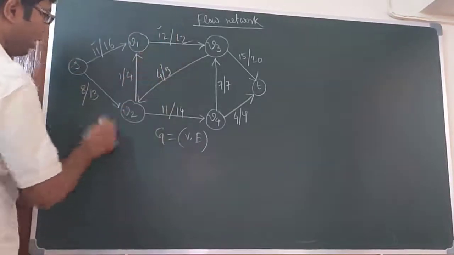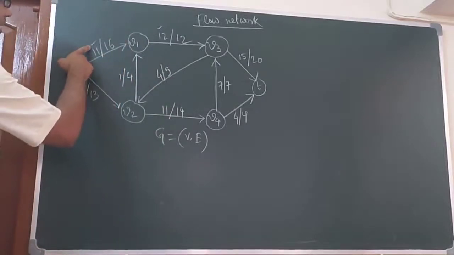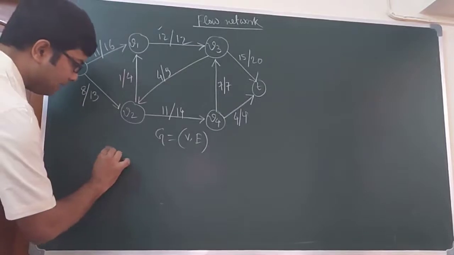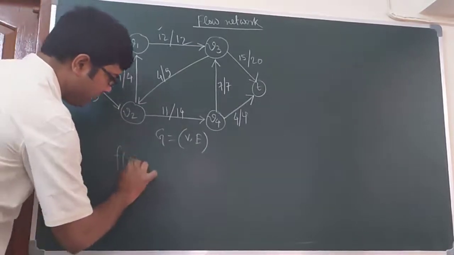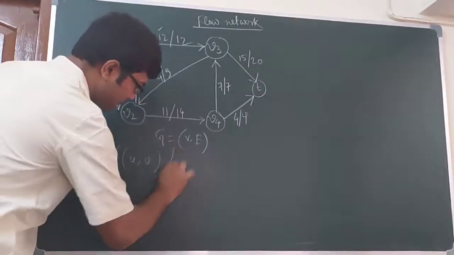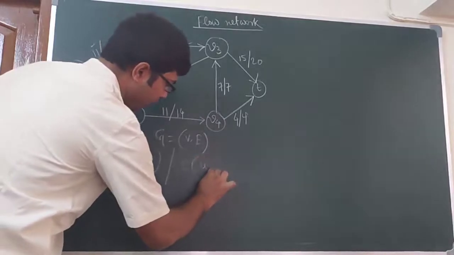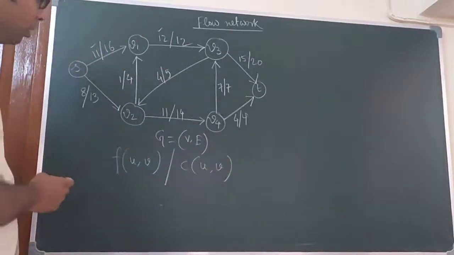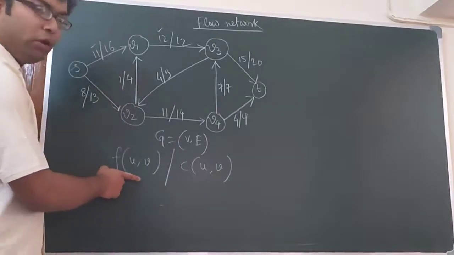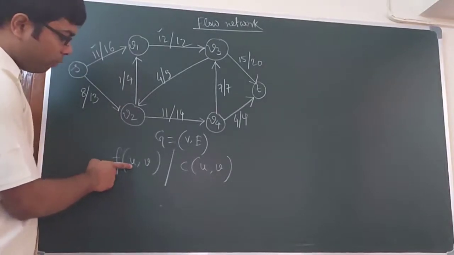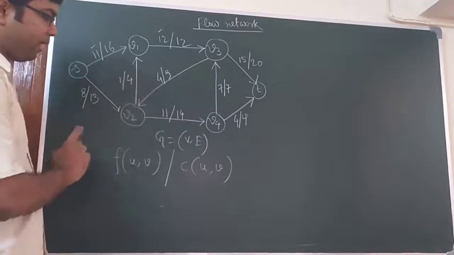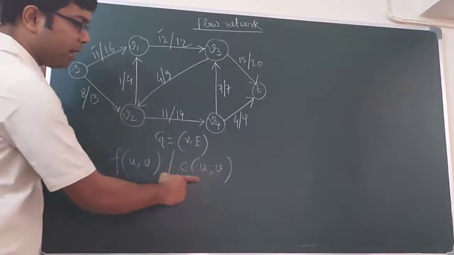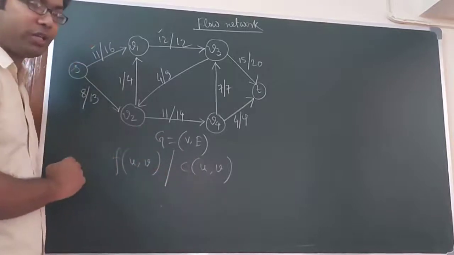These are the flows. Here, 11/16, 12/12. This special notation is f of uv slash c of uv. Okay, this is not a division. So f of uv is the flow from vertex u to vertex v, and for the edge from vertex u to vertex v, the capacity is c.